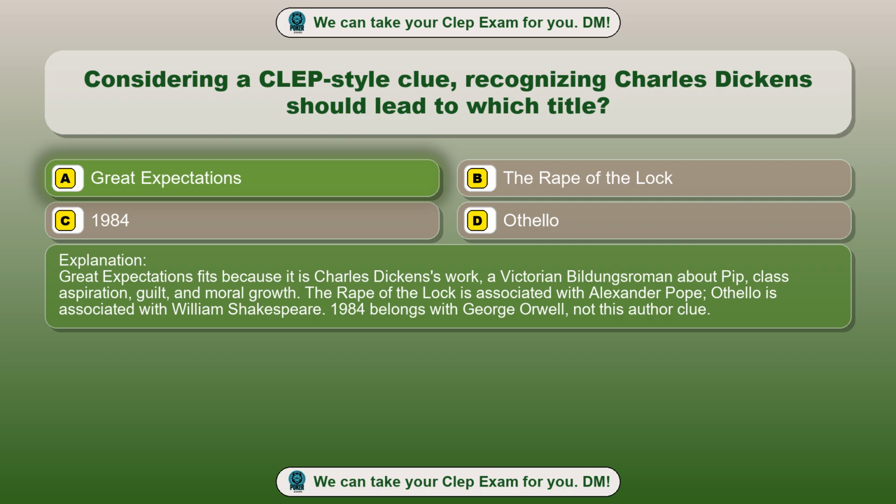The Rape of the Lock is associated with Alexander Pope, Othello is associated with William Shakespeare. 1984 belongs with George Orwell, not this author clue.